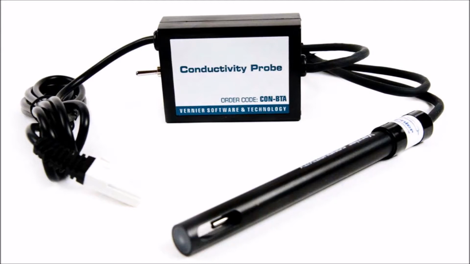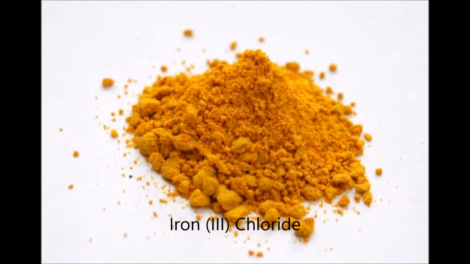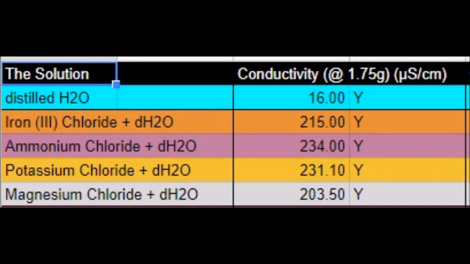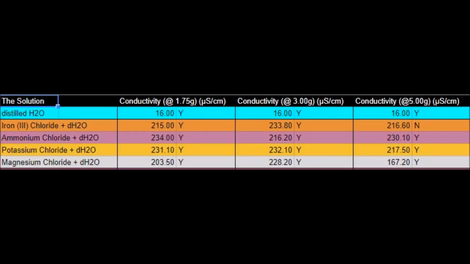Once you have done such, take one of the metal chloride salts and put 1.75 grams of such into your beaker. Once fully dissolved, measure the conductivity of the solution in the same manner as the water. Repeat this until all of the chloride salts have been measured for a specific gram measurement. Do this over until data for 3 grams and 5 grams have been collected as well.